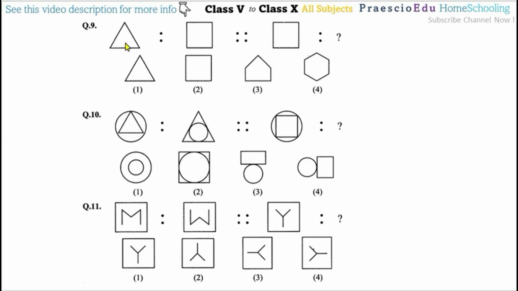Question number 9: triangle and square. Here one side is getting added. Likewise, after the square comes a pentagon, meaning 5 sides, and this is given in option number 3.